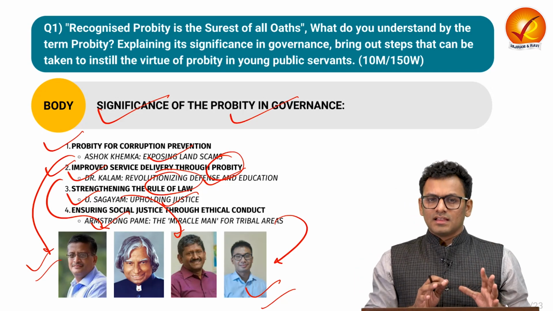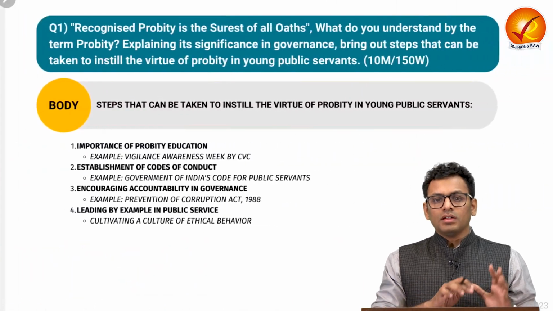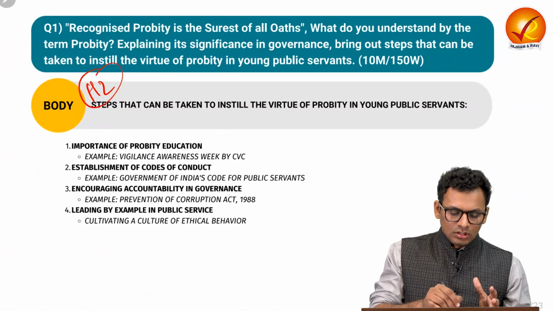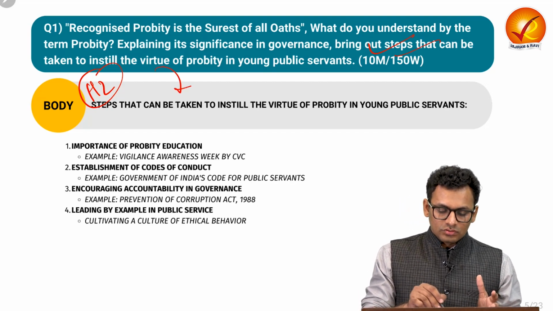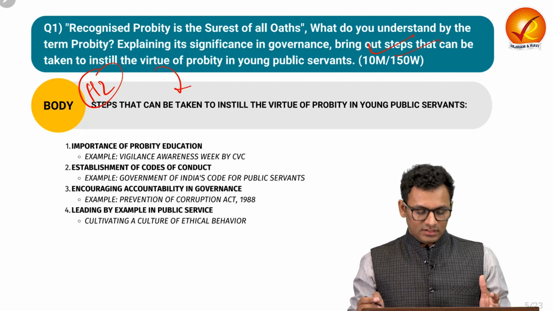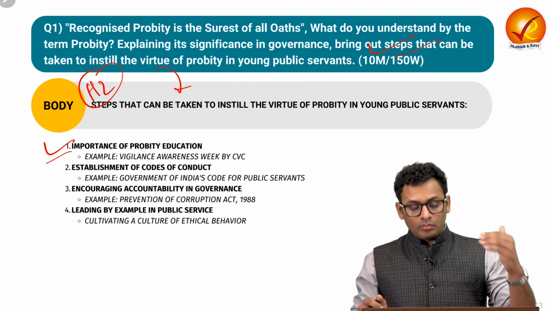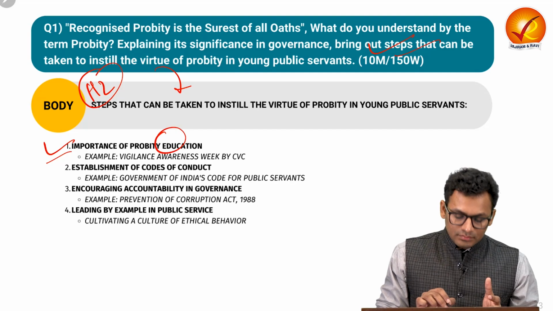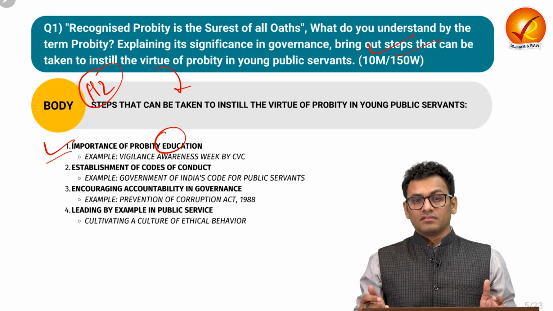So that is there in the heading 1 of the body. Now let us move on to heading 2, which is the steps that can be taken to instill the virtue of probity in young public servants. Over here, you can firstly talk about the importance of probity education, as in the capacity building and training of civil servants, which is necessary.